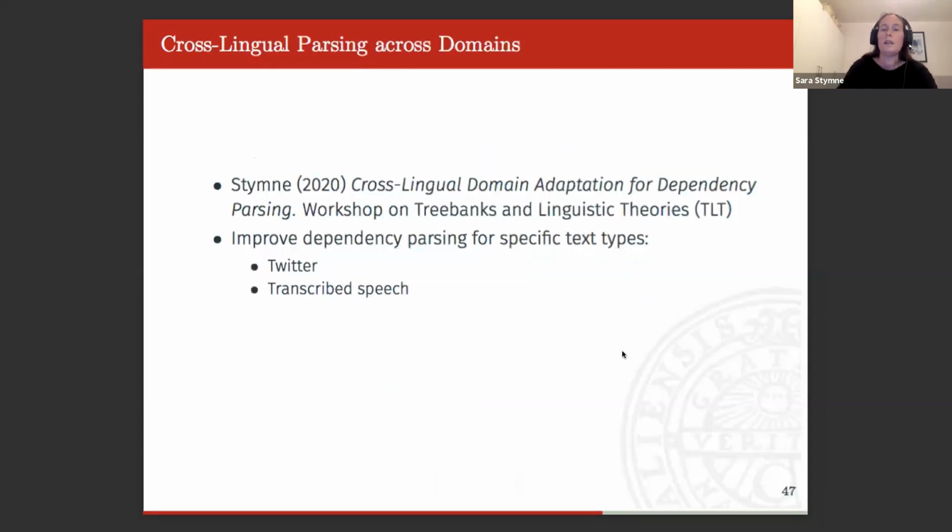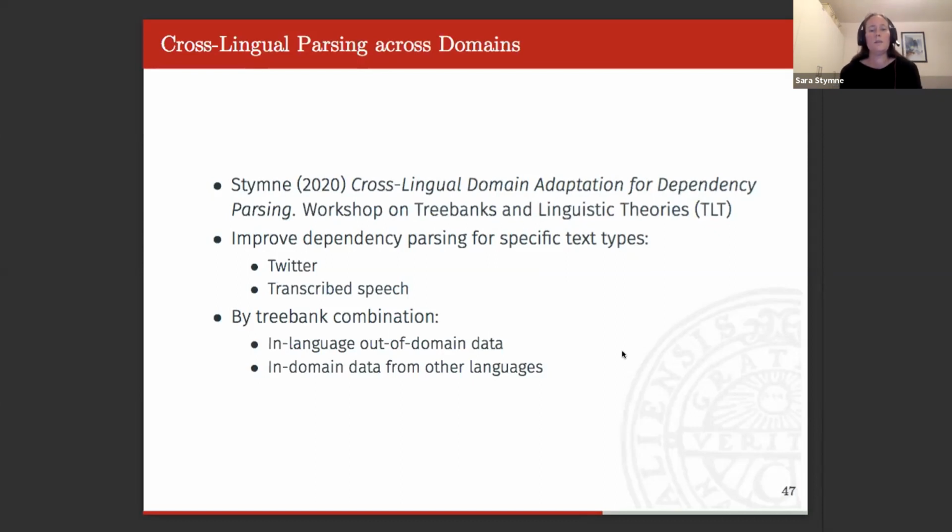So moving on to the next study, here we're focusing on improving dependency parsing for specific text types. The focus was on Twitter and transcribed speech. Both of these are quite different from the typical things you would have in your treebanks, like news, Wikipedia, legal texts, and things like that, which are edited. I'm going to use the term domain here for this. Arguably, these are not really domains, but domain has been used for these kinds of differences in much previous work, so I'm going to stick with that. But you know what I mean with domain at least.